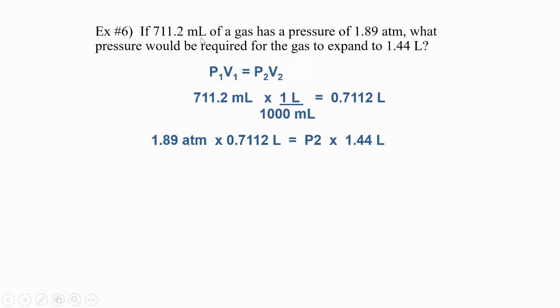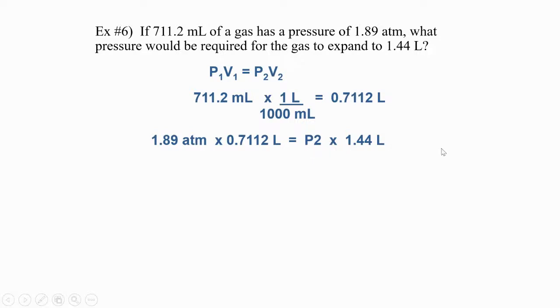711 mL is a unit of volume. 1.89 atmospheres is a unit of pressure. You need to be able to recognize units of volume, pressure, and temperature. I'll talk about another resource that will help you with that. So pressure 1 times volume 1 equals, I don't know the new pressure, times volume 2.